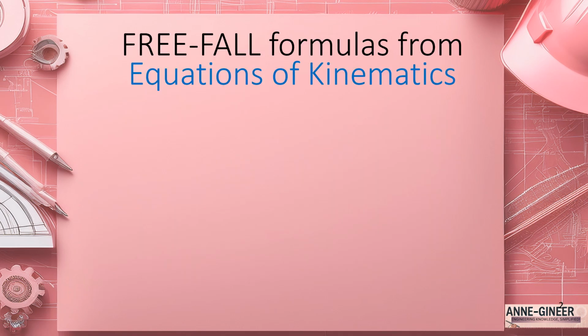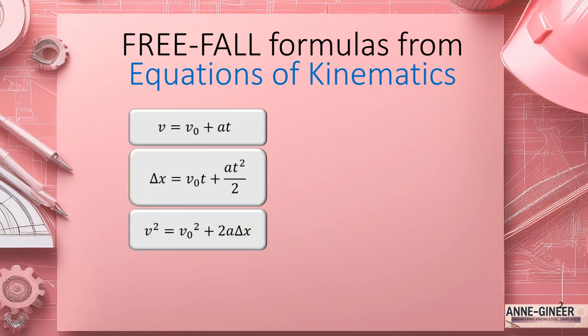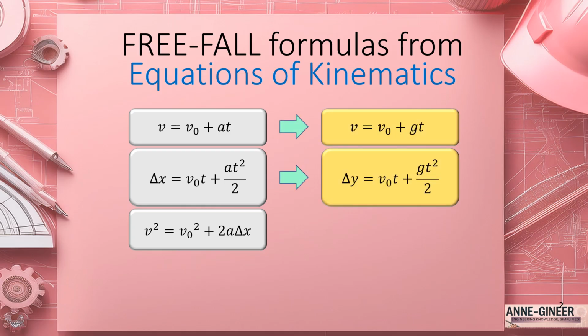Free fall formulas can be derived from the equations of kinematics that we studied in the previous video. So these are the equations in kinematics, and we just have to replace the acceleration with g, and we can replace delta x with delta y as we are talking about vertical motion here.